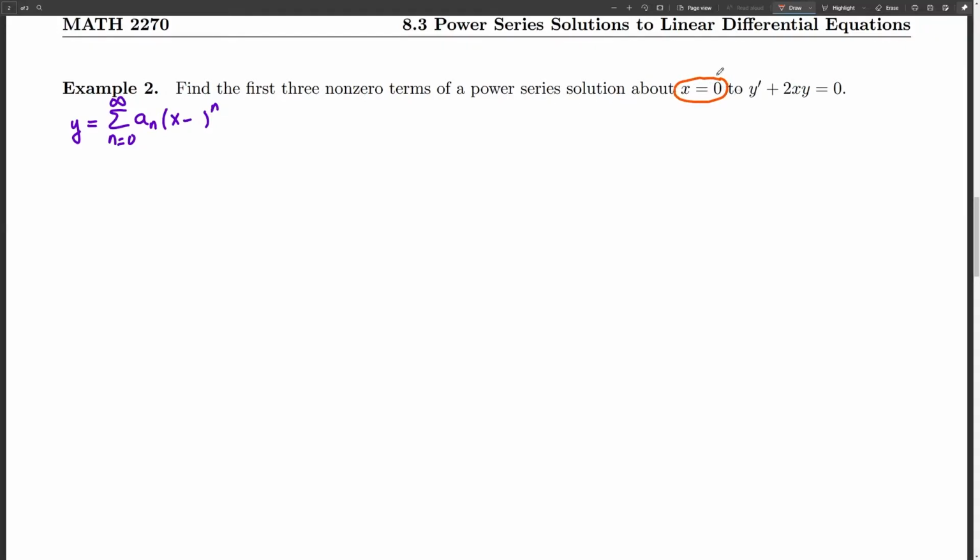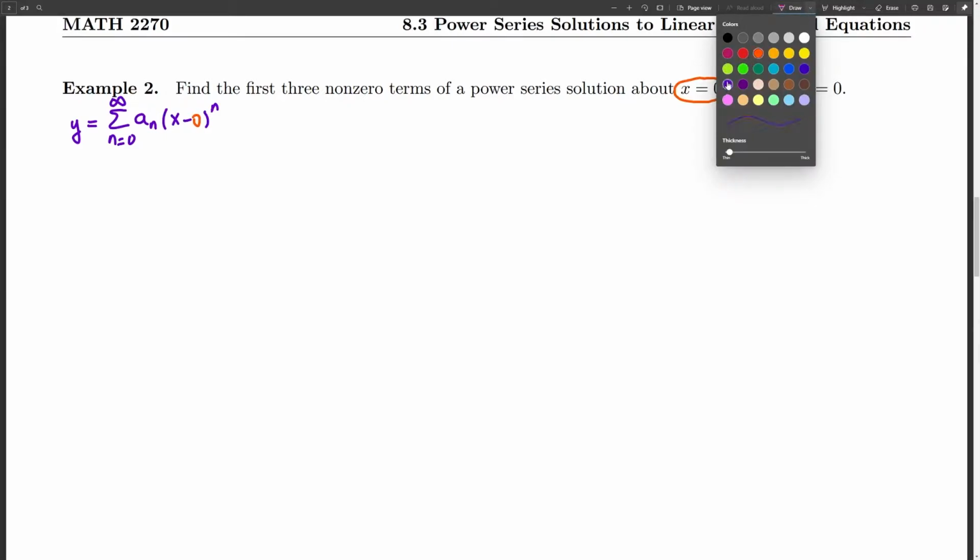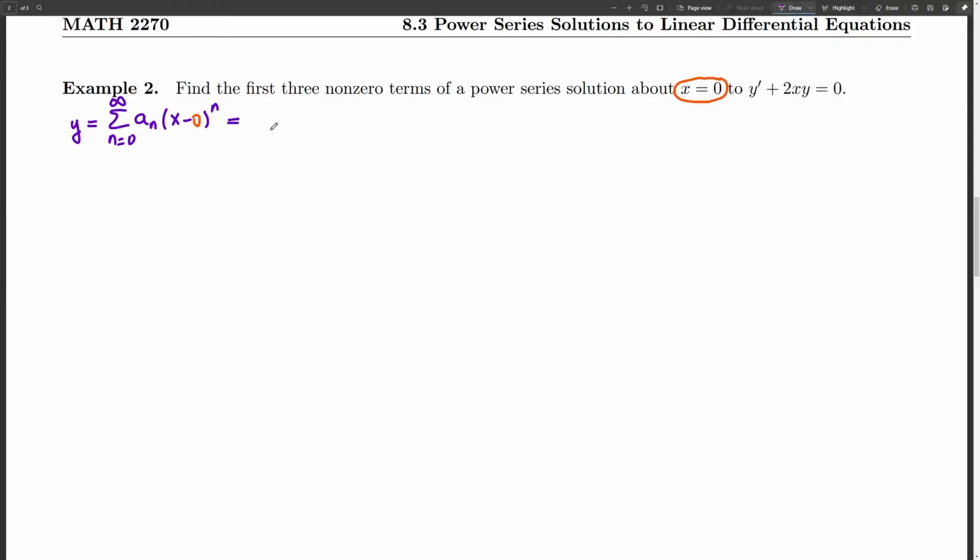Now on the final exam, I will ask you to find a power series solution about x equals 0, because that makes things a little bit easier. So we can actually simplify this as the sum from n equals 0 to infinity of a sub n times x to the power n, or a naught plus a1 times x plus a2 times x squared plus etc.